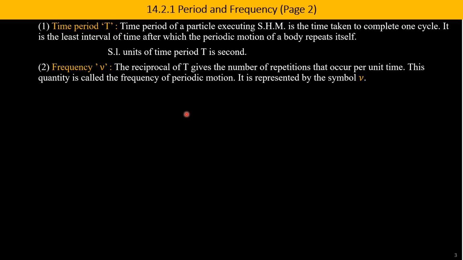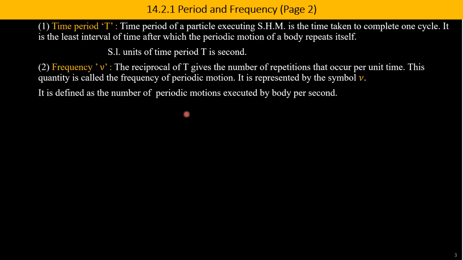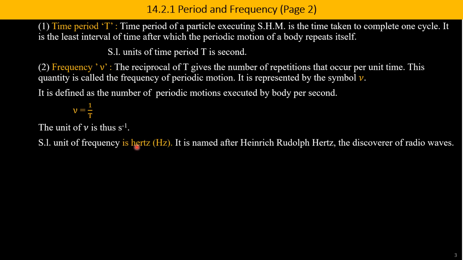It is represented by the symbol nu, Greek letter nu. It is defined as the number of periodic motions executed by a body per second. Thus, nu is equal to 1 over T, that is the reciprocal of the time period T. The unit of nu is per second, because T is in the denominator. Hence, the unit of nu is per second.